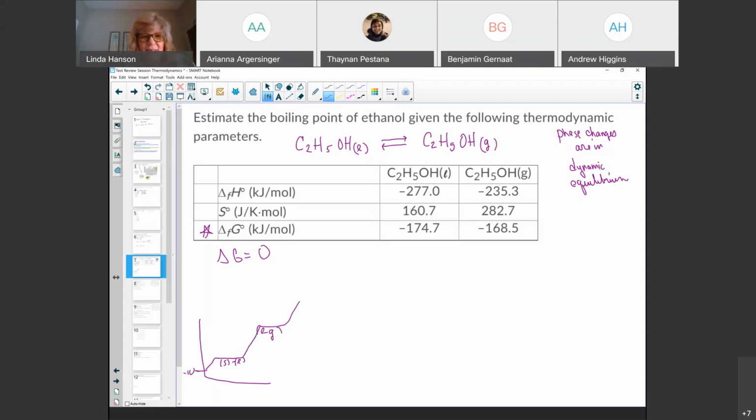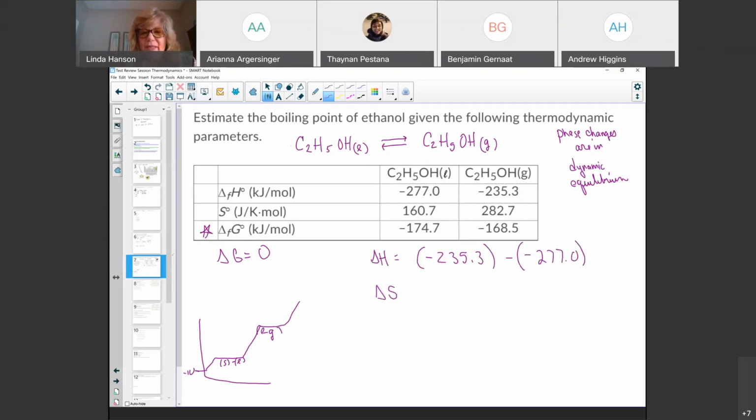What this now becomes is solving for the temperature when delta G is 0 at dynamic equilibrium. So the gaseous phase is the product. So let's solve for delta H, products minus reactants. Alrighty, so the gaseous phase, negative 235.3 minus the reactant, which is the liquid phase, negative 277.0.